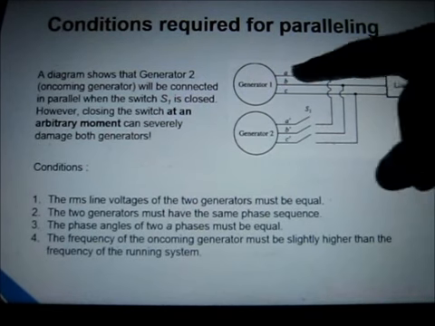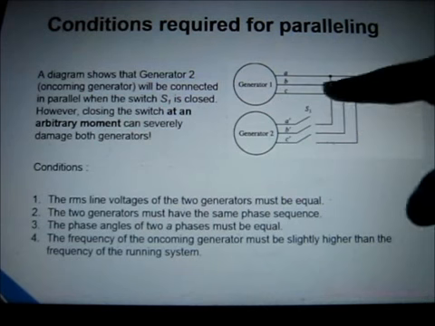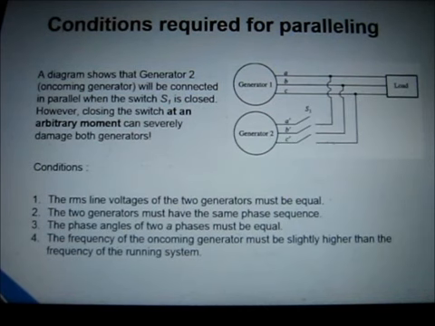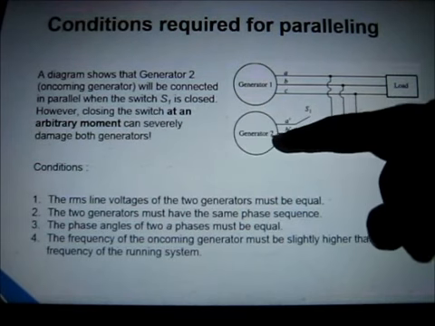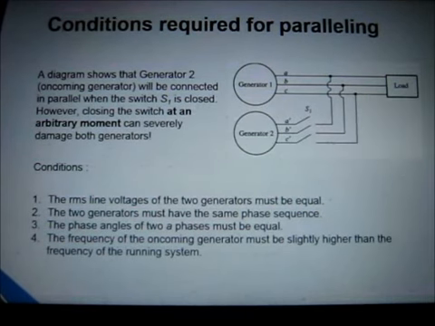Now there are some conditions for paralleling. Suppose we want to make a parallel connection between generator 1 and generator 2 across this load. There are four major points which I have to remember. The RMS line voltages of the two generators must be equal. They must have the same phase sequence. The phase angles of the two must be equal, and the frequency of the oncoming generator must be slightly higher than the frequency of the running system. These are the four conditions required for paralleling, and this is a very important part. This is very widely used in practical applications.